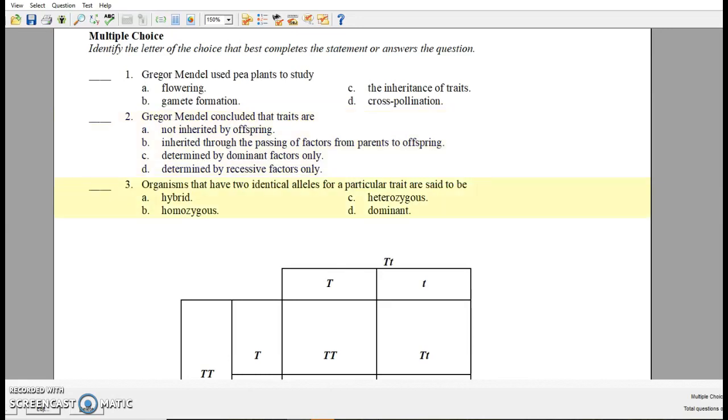Number three, organisms that have two identical alleles for a trait are said to be homozygous. Homo means same, so that's two of the same traits like big T, big T in the problem below. Heterozygous means different, and so that would be having one dominant and then one recessive, like the big T, little t in the problem below.